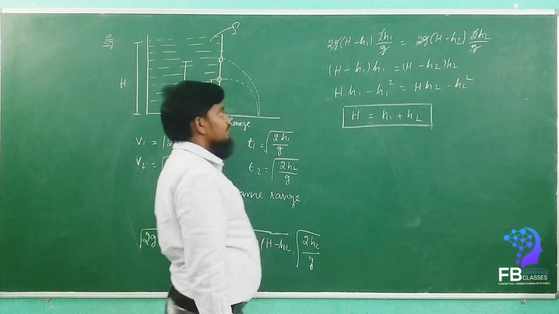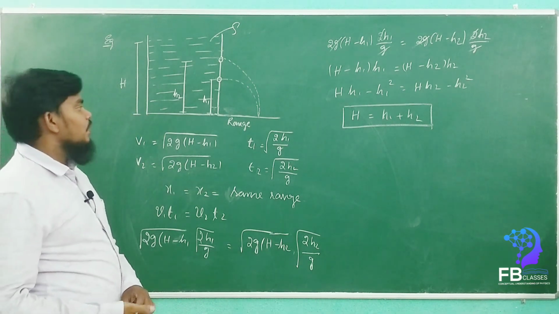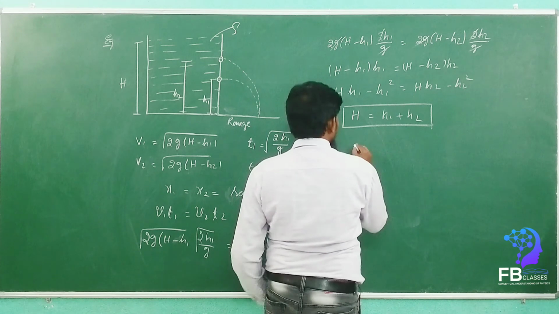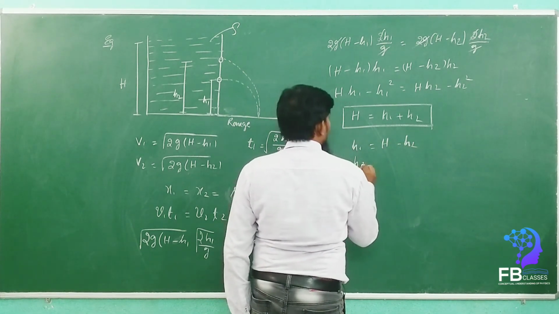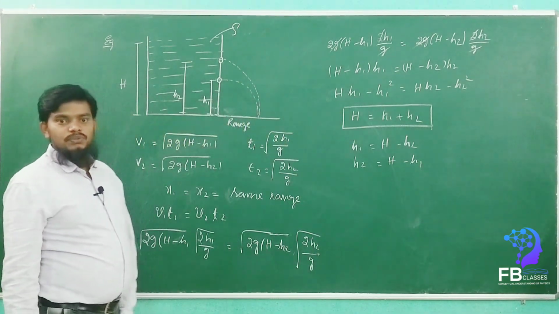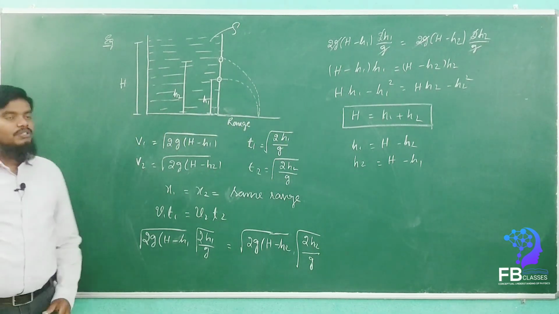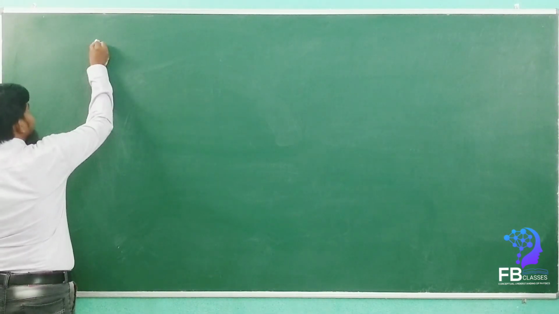Are you getting my point? Understand? So can you please make a note of it? So if you want to find H1, very easy. So H1 is equal to H minus H2 and H2 is equal to H minus H1. Got it? Can you please make a note of it? Then we can continue. See here.